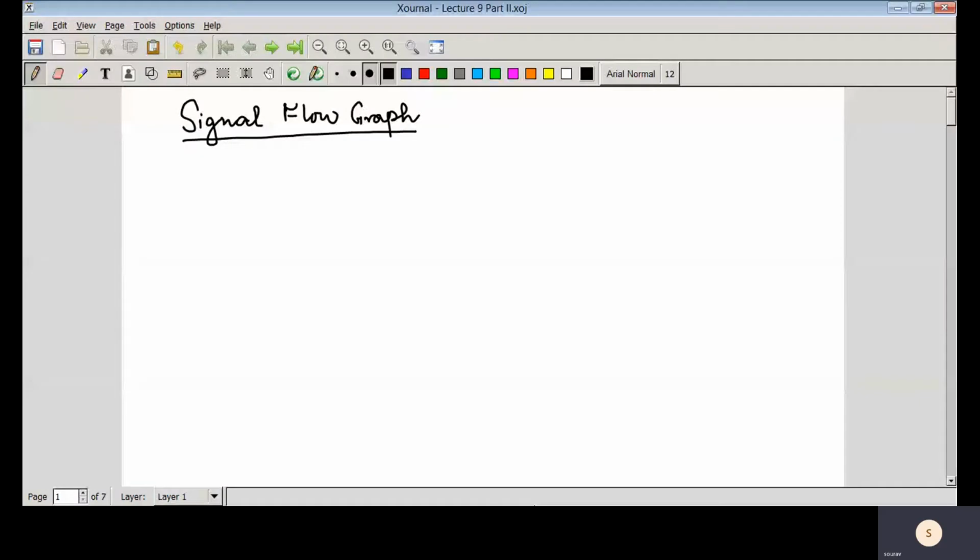Lecture 9 part 2. So in part 1 we started discussing signal flow graphs, and we discussed path and forward path. Today we will see some more terminologies which are used in signal flow graphs.